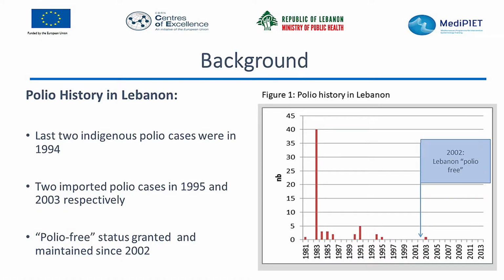So a brief history about polio in Lebanon. The last two indigenous polio cases in Lebanon were in 1994. We had two imported polio cases, the first in 1995 and the latest one was in 2003. And Lebanon has been polio-free ever since 2002.